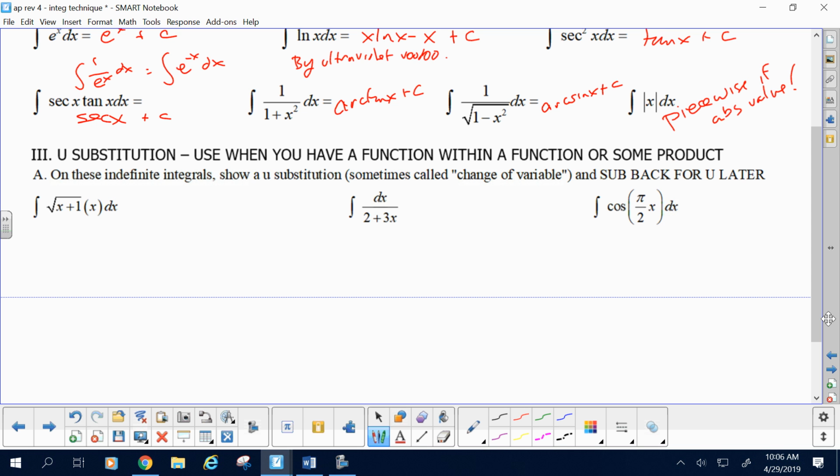U substitution is not some little skill. It's a huge skill. And I've looked at about 5 different tests, and U sub is usually about 5 multiple choice questions out of 45. That's no small thing, and it's also on the free response. It's a big skill that you need to be able to do. If they say use a change of variable to do this, change of variable is the same as use sub. Some textbooks call it use a change of variable. That's the same as use sub.